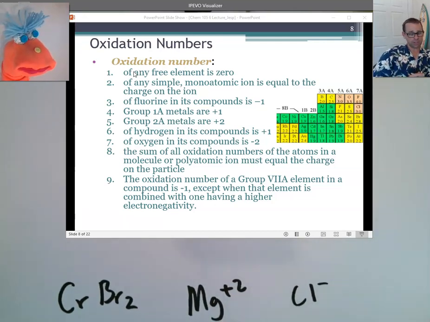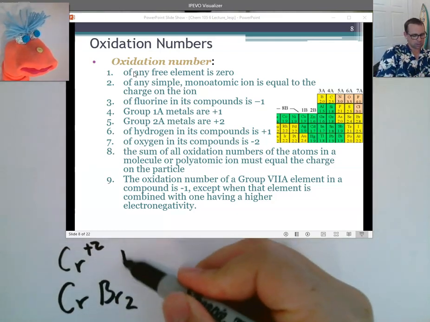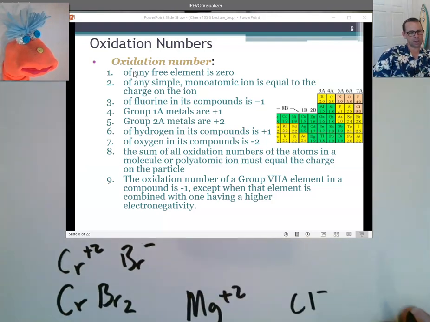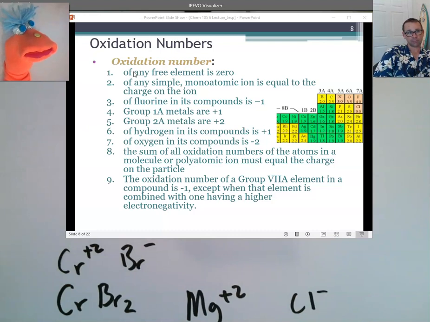We can look at the elements here and pick out the ions that they're made of: chromium ion and 2 of these bromide ions. And therefore, we can look at the chromium itself and say what the oxidation number is. It is the +2. The bromine oxidation numbers, both of them, are -1. So, nothing terribly new there.